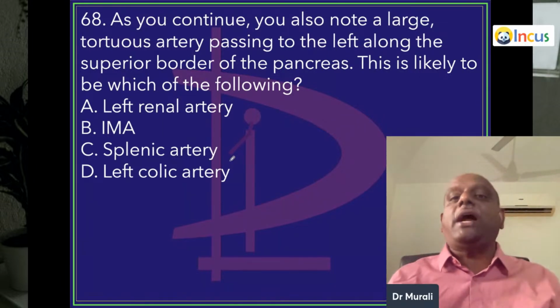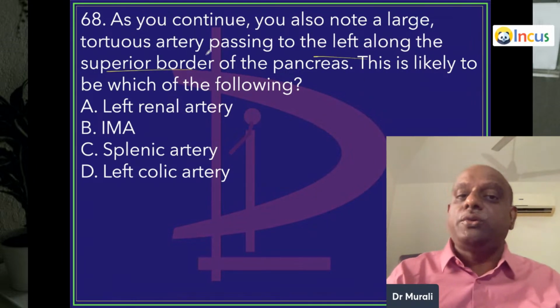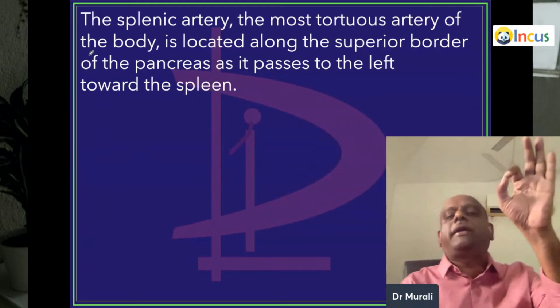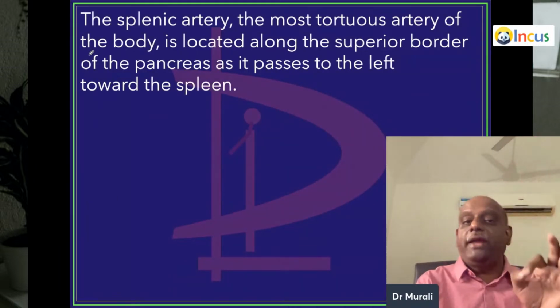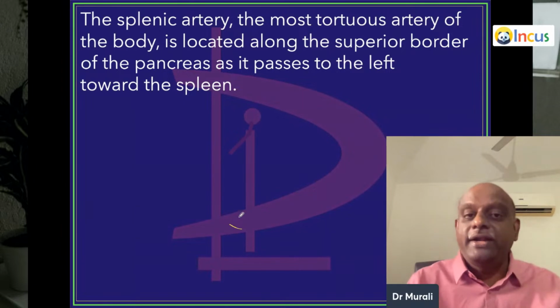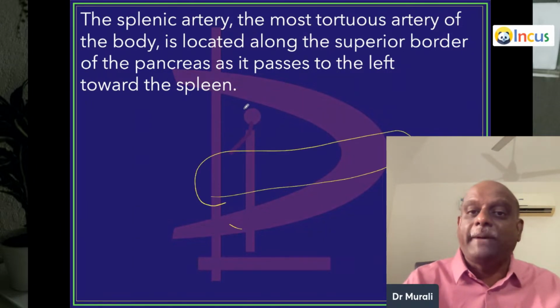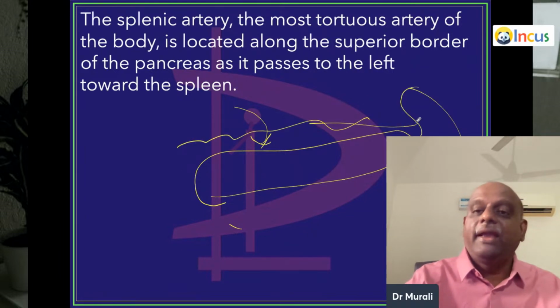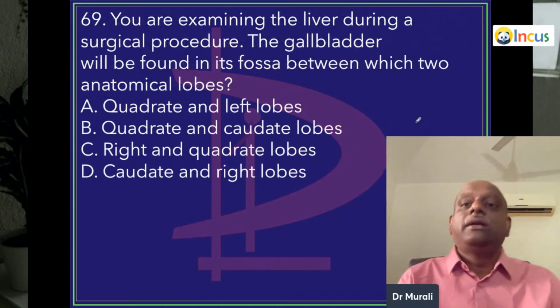Large tortuous artery passing to the left along the superior border of the pancreas. The most tortuous artery in the body is the splenic artery. It is located along the superior border of the pancreas as it is passing to the left towards the spleen, is what you need to remember.